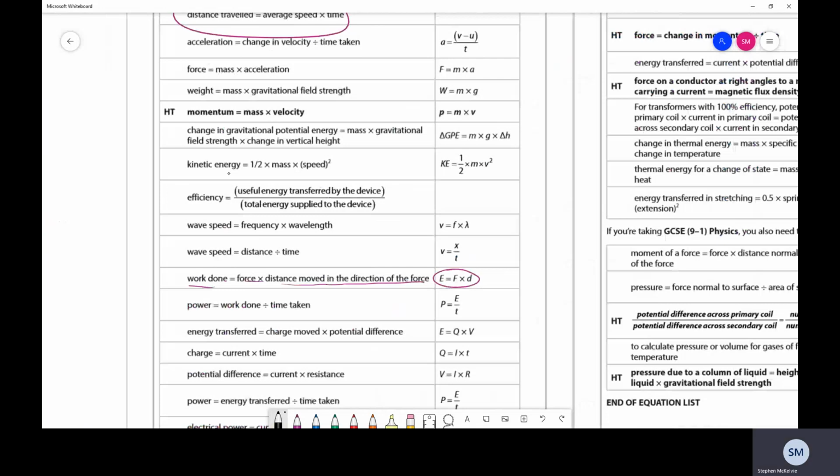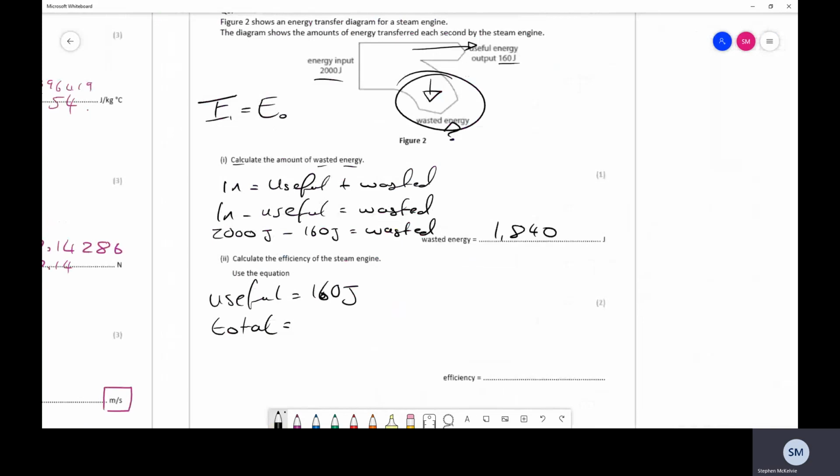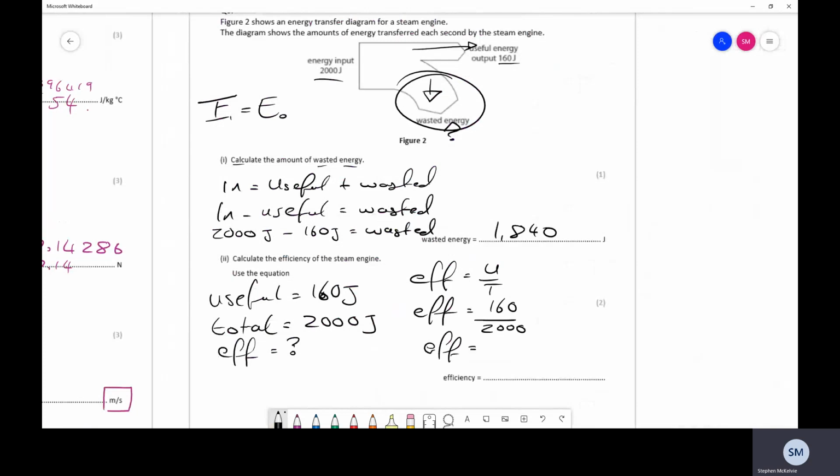I'm going to have to collect my terms because it's useful divided by total. Useful divided by all the energy going in. I know that my useful energy is equal to 160 joules. My total energy is equal to 2000 joules. My efficiency, I have no idea. The equation is efficiency, useful divided by total. Efficiency is 160 divided by 2000.